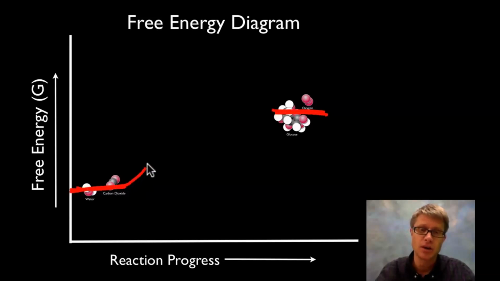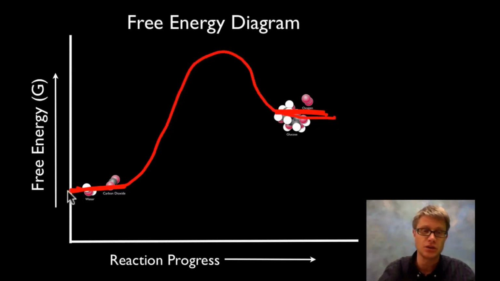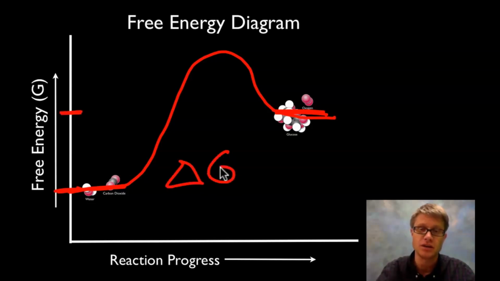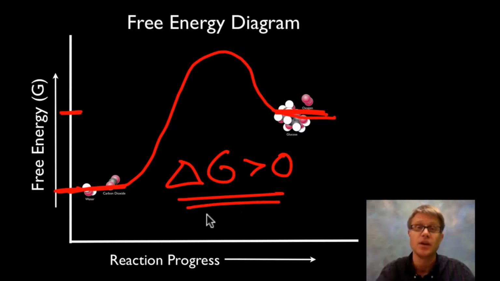And so what's happening? Well, we still have activation energy, but if we look at the delta G, it's going from a small value to a greater value, and now we have a delta G that's actually greater than 0. So this is an endergonic reaction. So in a plant, where does this energy come from? This energy comes from light. And so light is providing the energy to actually boost it to a higher free energy.